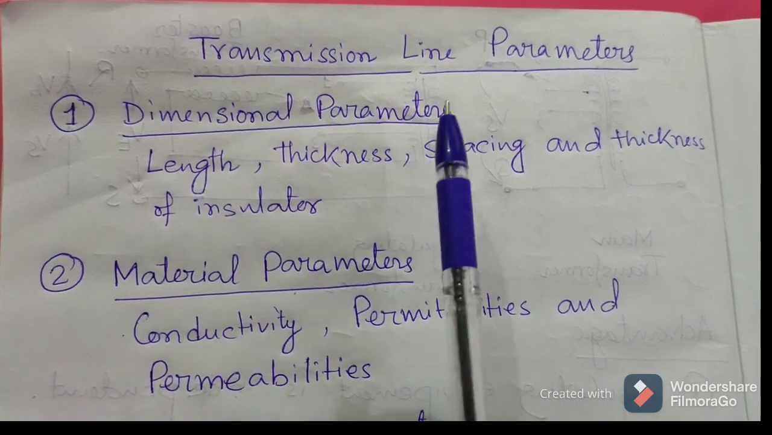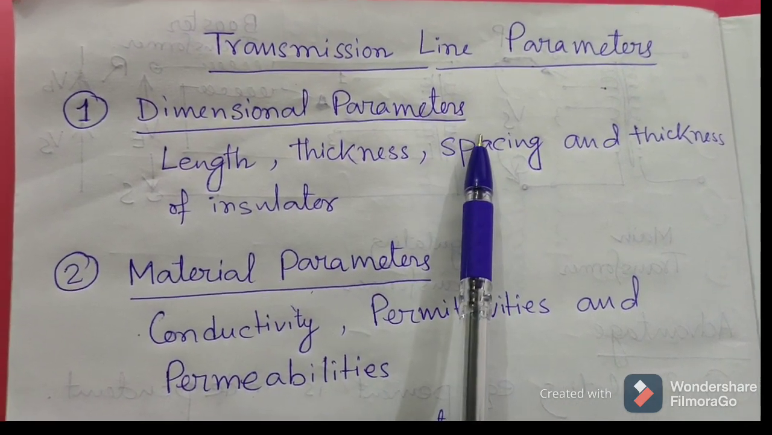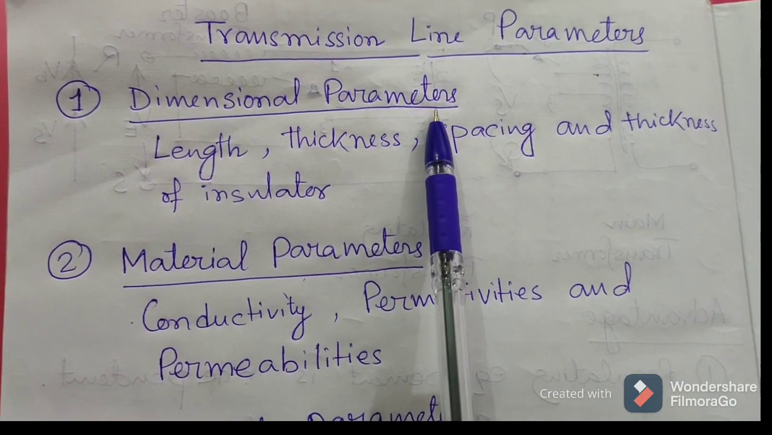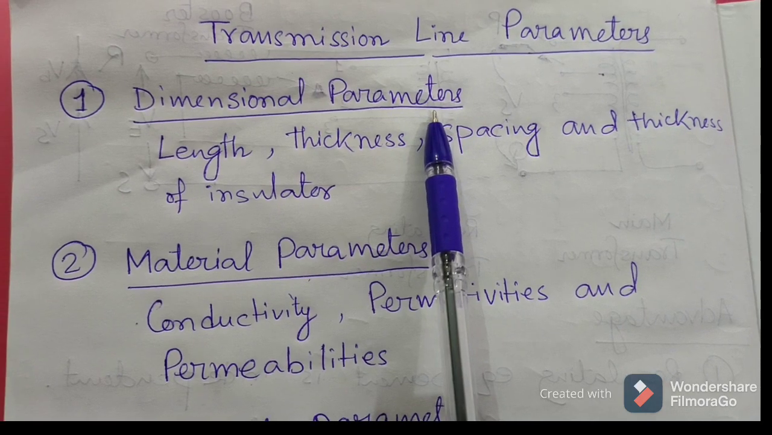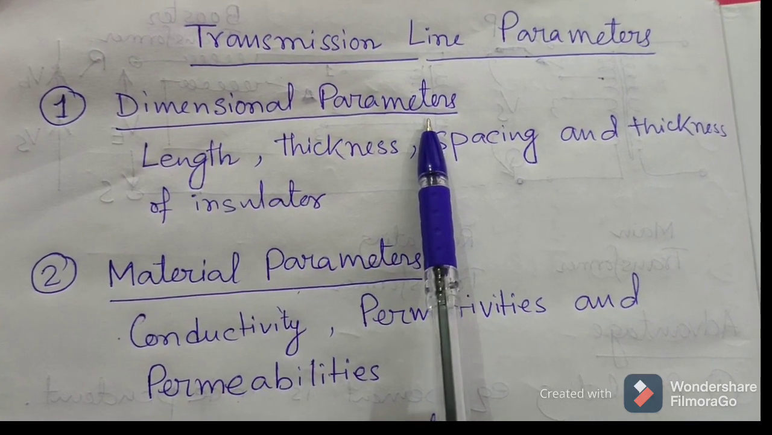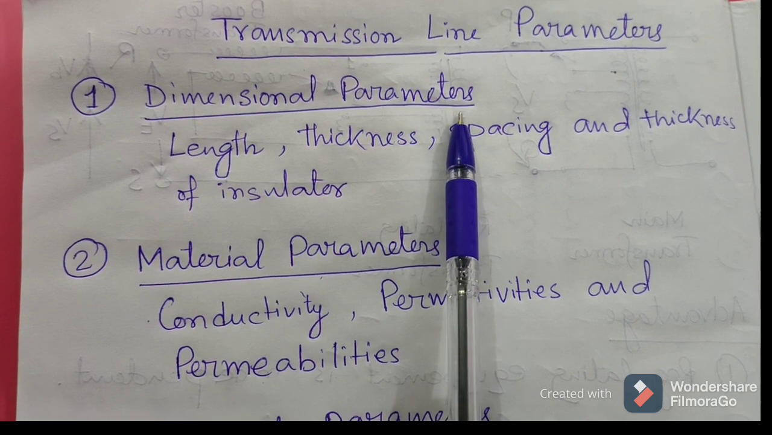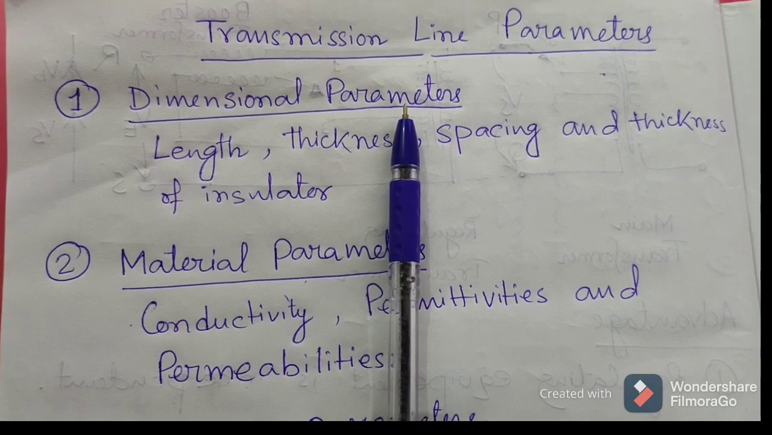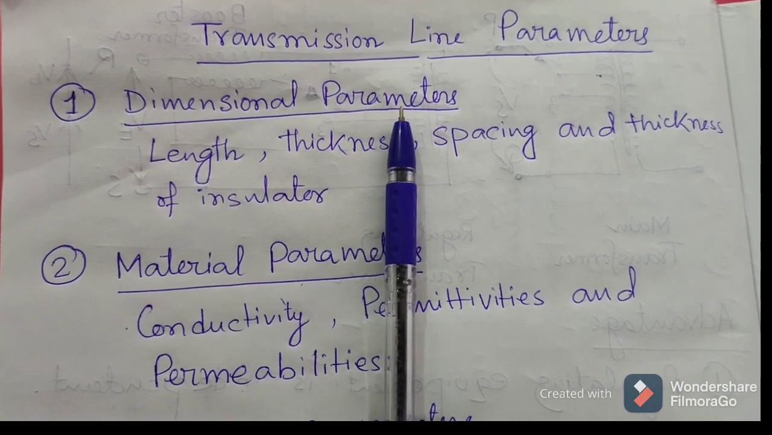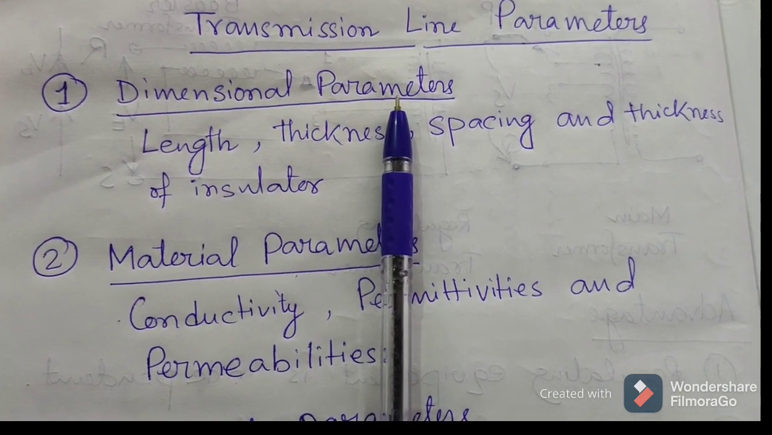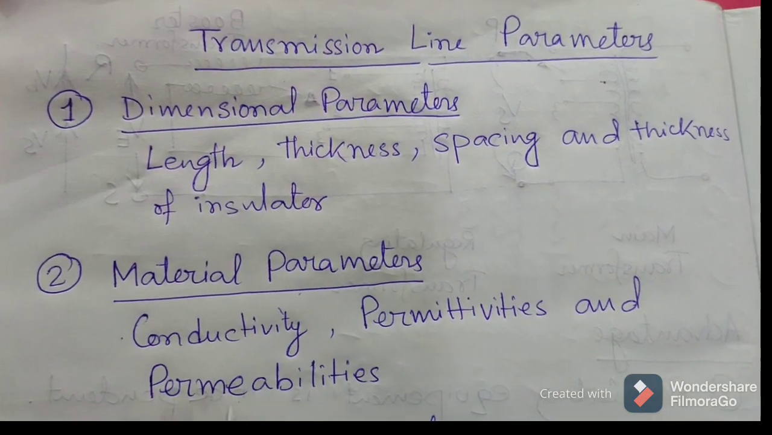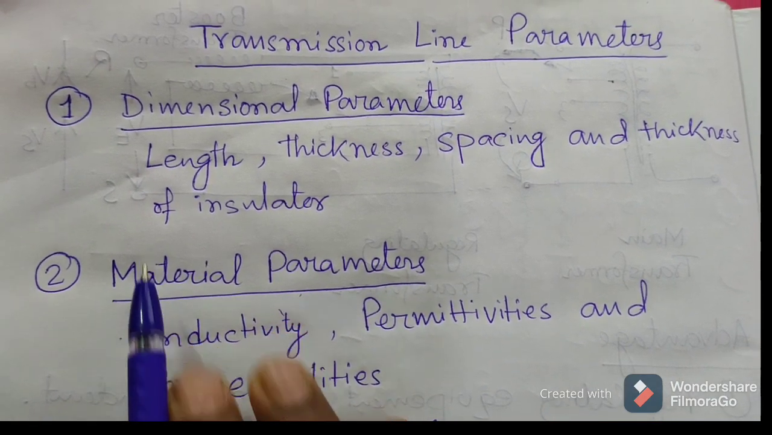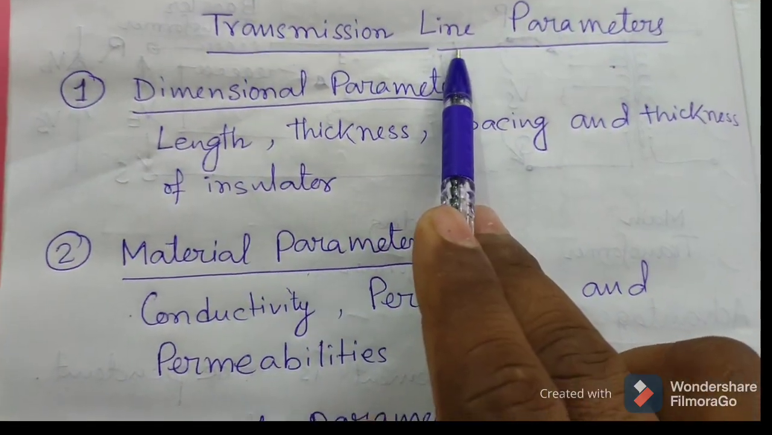So the transmission line is connected. It's also called the interconnected system. Everywhere you go, you can see the transmission line, whether it may be a hilly area or a plain area. Without the transmission line, we cannot think about power. Power is transmitted from one place to another with the help of the transmission line.